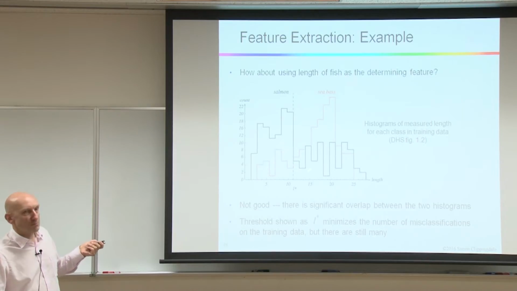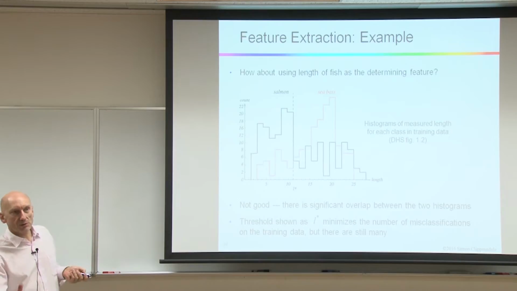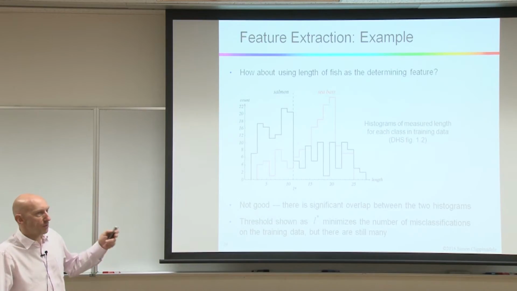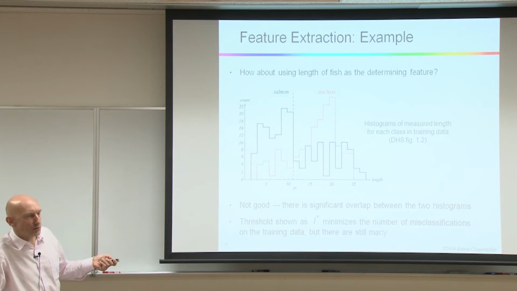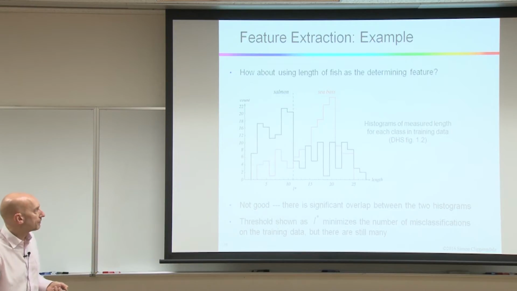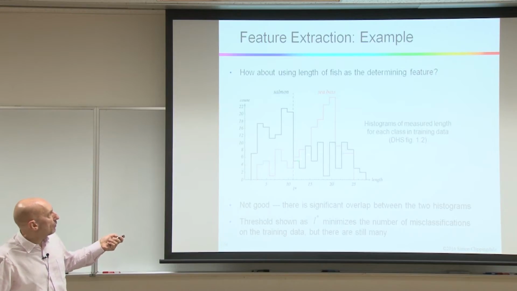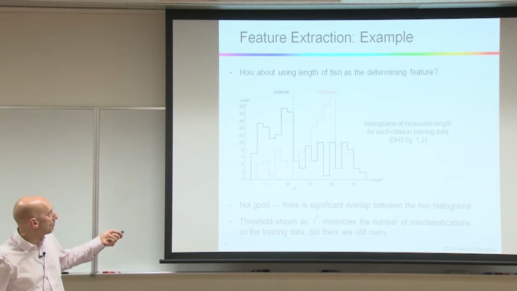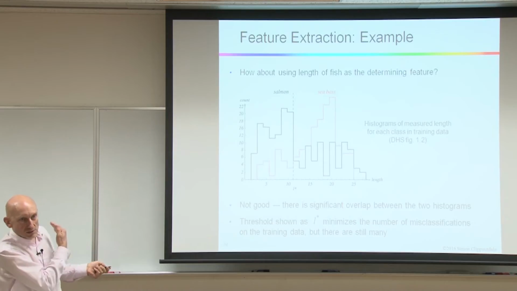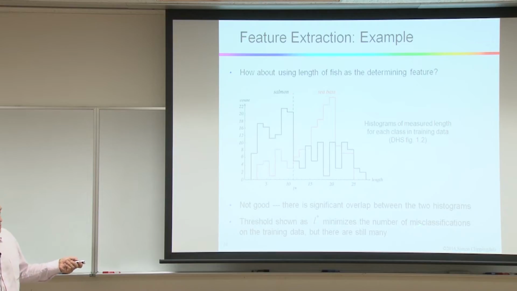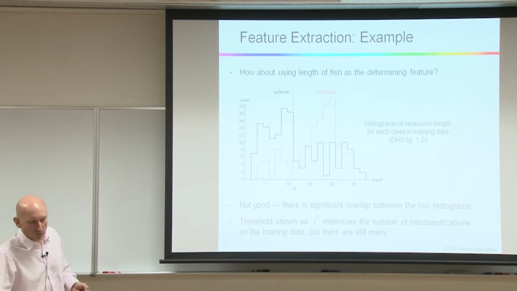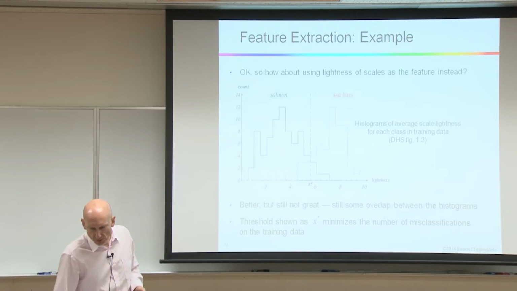Given these histograms, the best performance, if you're going to just try to classify on the basis of length, comes from putting the boundary here. So here's L star. That threshold minimizes the number of errors in this particular case. But all the black salmon examples above that line, and all the pink sea bass examples this side of that line, are going to give you errors. So we've minimized the number of misclassifications, but there are still quite a lot. So this is probably not a really good feature.